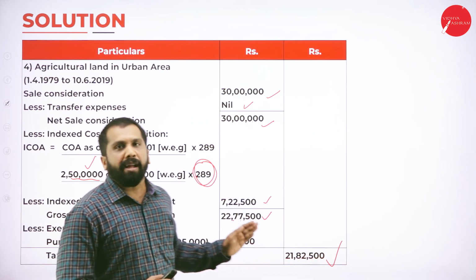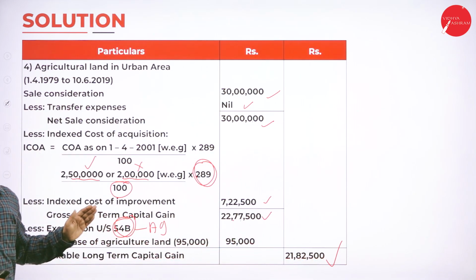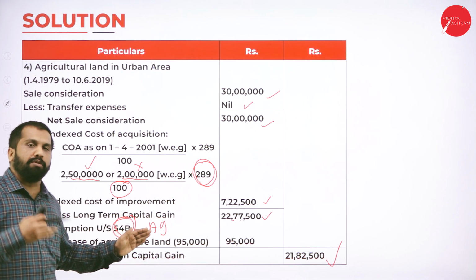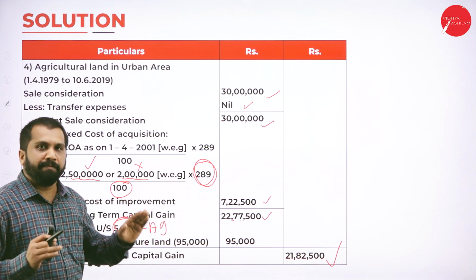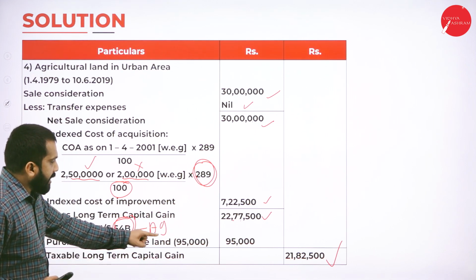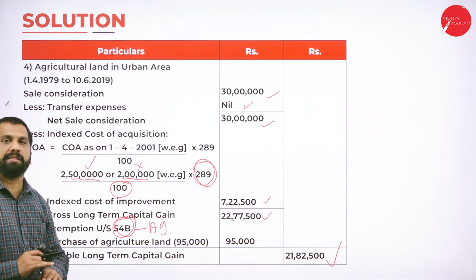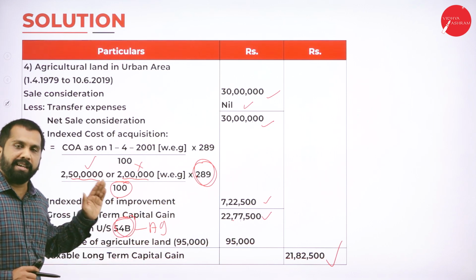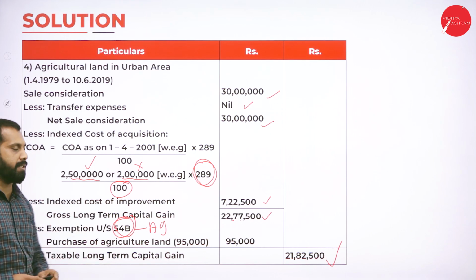And whatever I am doing now is not only for your BCom or BBA. If you go for any of your professional courses, in income tax the numbers will change, but the concept will not change. The concept will remain as it is. Hope you are clear? Good.